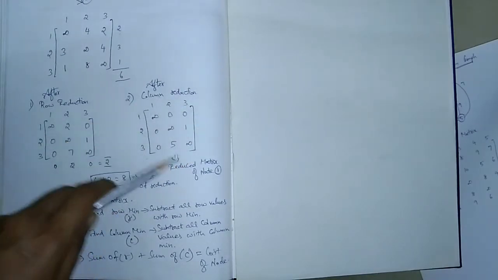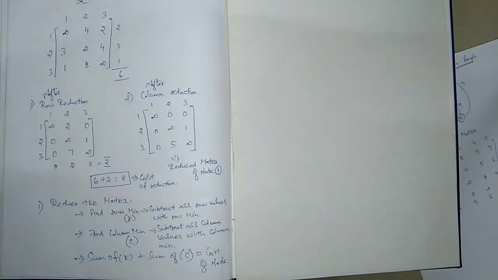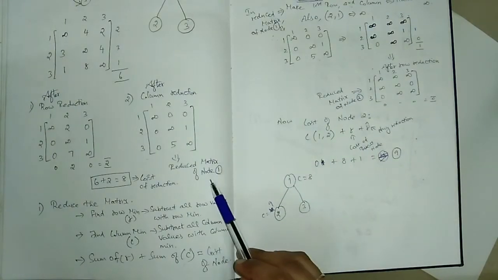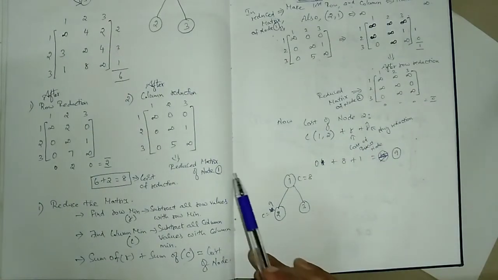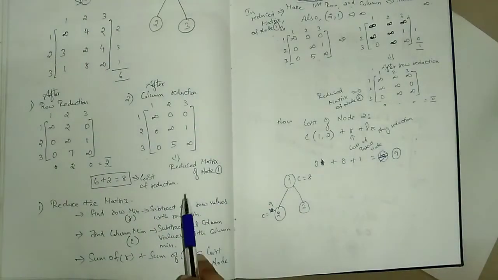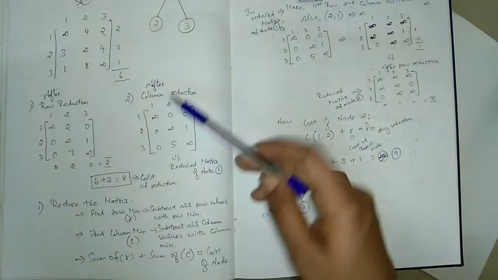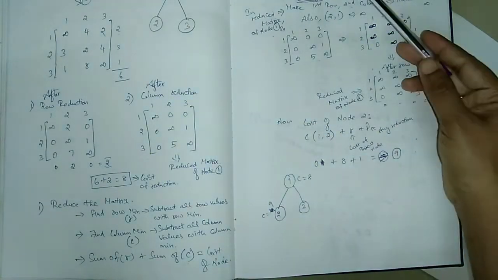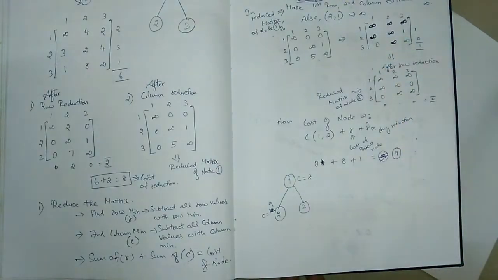This matrix we call the reduced matrix of node 1. After finding the reduced matrix of node 1, we have to find the cost of node 1. The cost of node 1 is the sum of row min plus the sum of column min. So it is nothing but 6 plus 2, which makes 8. So 8 represents the cost of node 1.